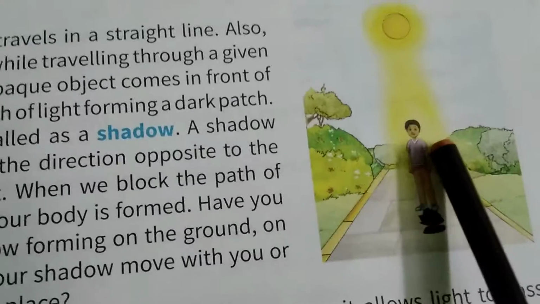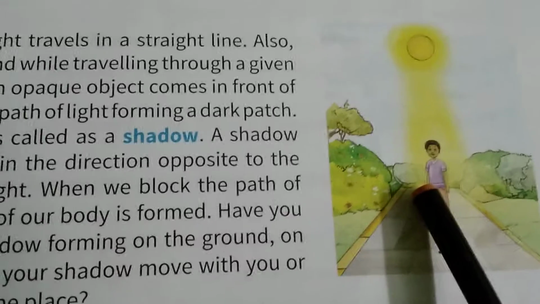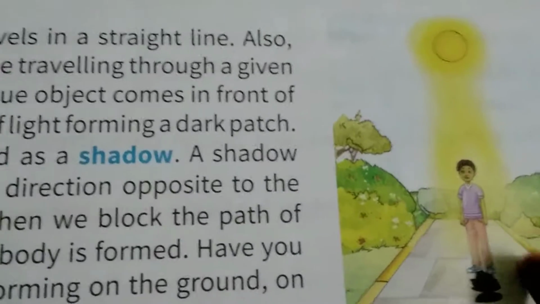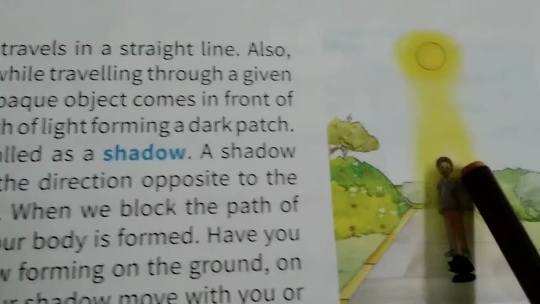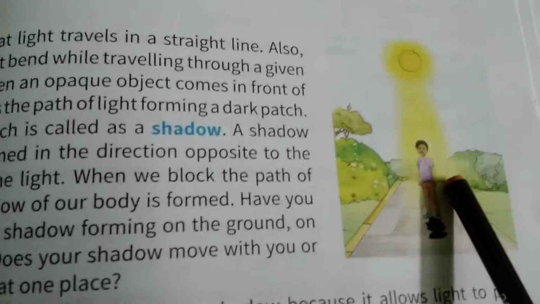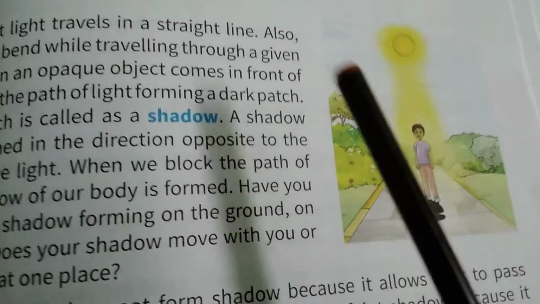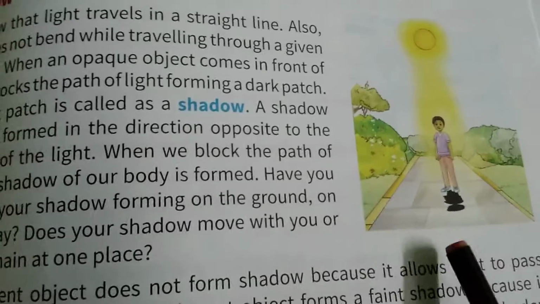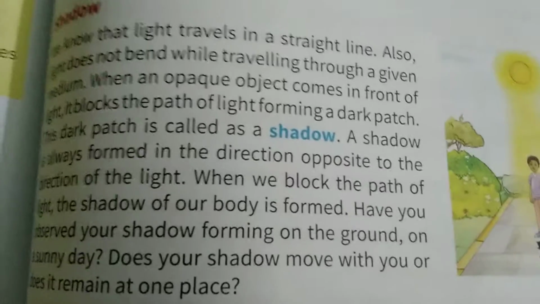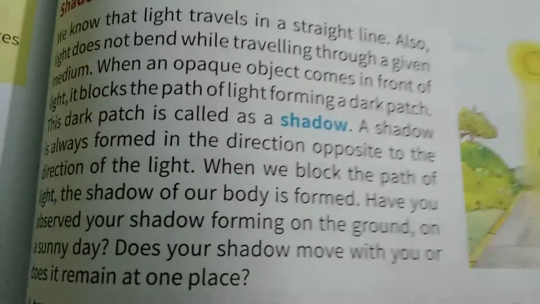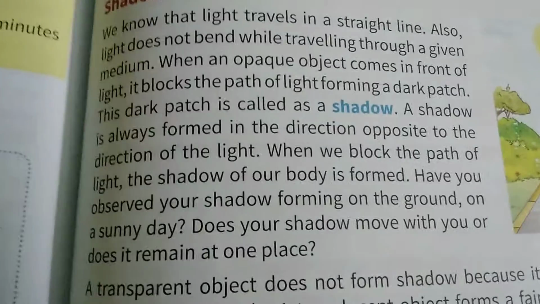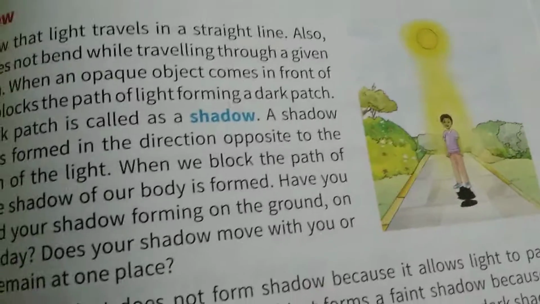Here you can see in this picture, here is a boy, and the sunlight is coming from behind him, and as a human body is an opaque object, here a shadow is formed. Here is the light and the boy and a shadow. We already learned that a shadow is always formed in the direction opposite to the direction of the light. When we block the path of light, the shadow of our body is formed. In this picture, you can see it.